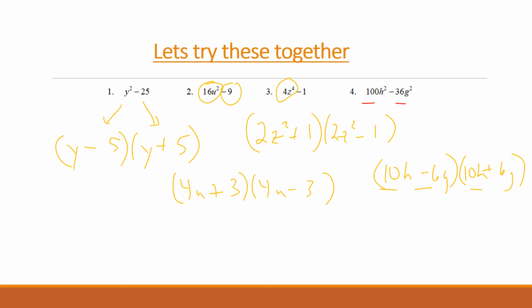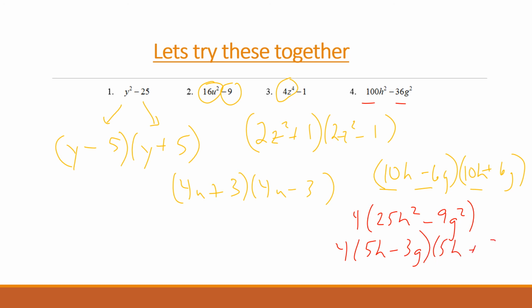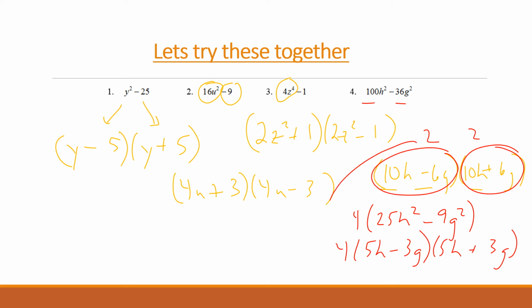Then 4 does as well. So I could take a 4 out first. And that leaves me with 25h squared minus 9g squared. So 4 times 5h minus 3g, 5h plus 3g. If you notice, if we would have taken a 2 out of each of those, 2 times 2 is 4, that's what you get. Sometimes you don't notice it till after you factor. So these are pretty straightforward, looking for a minus.